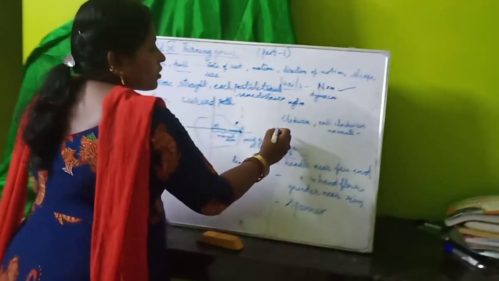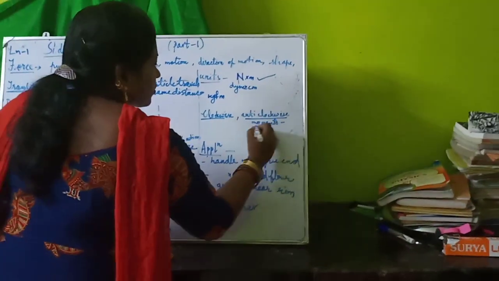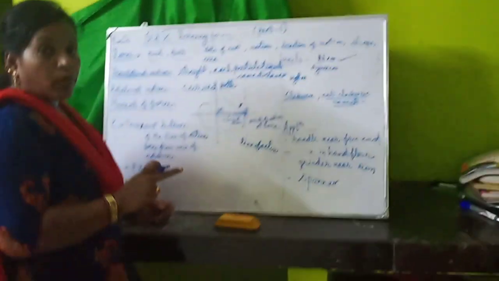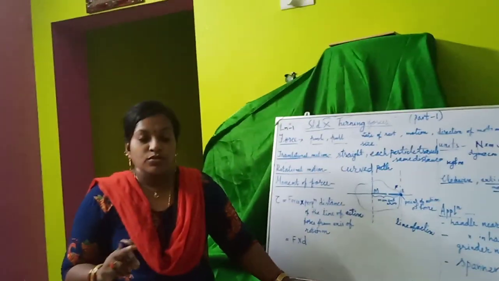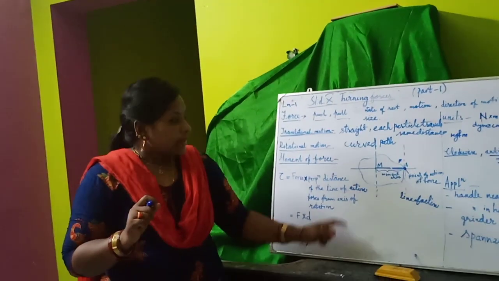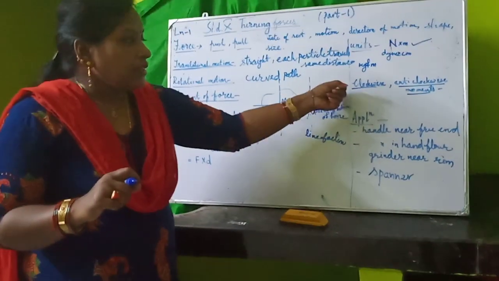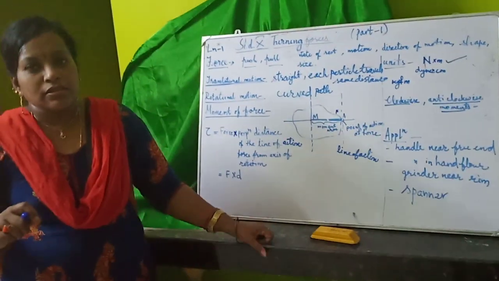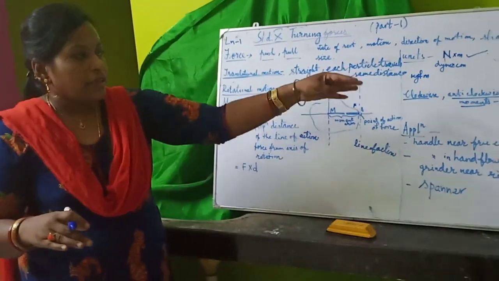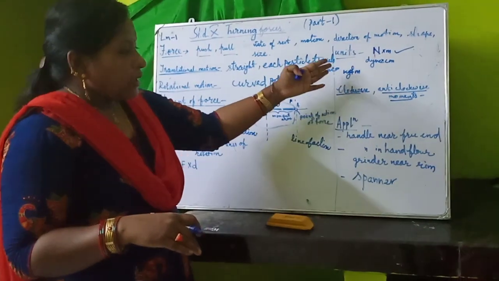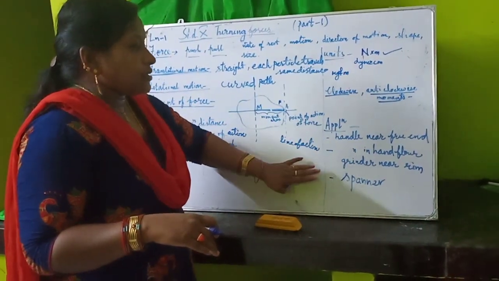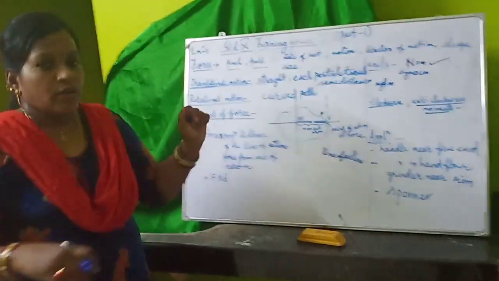Next comes clockwise moment and anti-clockwise moment. If the body with the application of force moves in clockwise direction, then the moment produced is known as clockwise moment. Similarly, anti-clockwise moment. So there are certain applications regarding this moment of force.